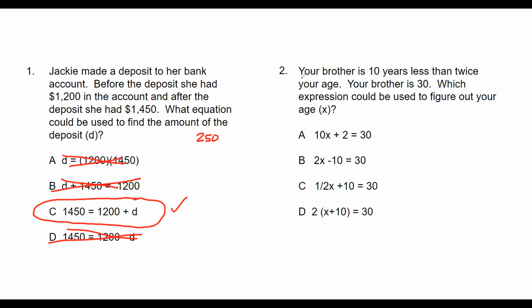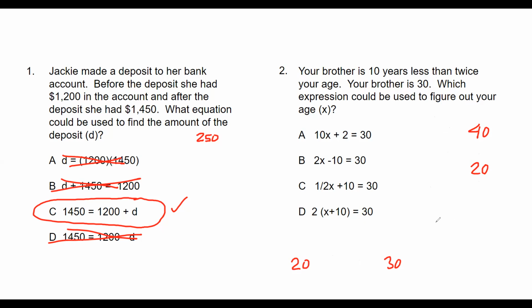So this is where we need to get a little bit deeper into the logic. Brother is 10 years less than twice your age. So if we undo the 10 years, 40 years must be twice our age. And then we divide that by 2, and we get 20. And then we go back and sort of check. Does that make sense? If I'm 20 and my brother is 10 years less than twice my age, twice 20 is 40, minus 10. Yeah, that seems to work.